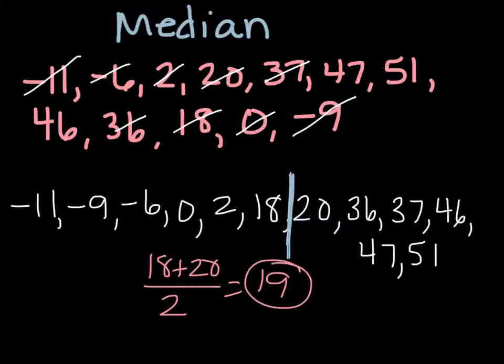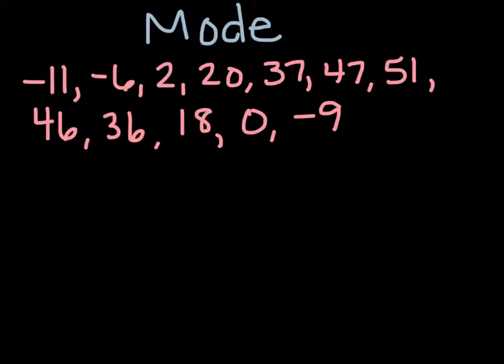Now let's find the mode. Recall that the mode is the value that occurs most often in the set. If you look at our set again, you'll notice that there is not a single number that appears more than once. So this is a bit of a trick question. This data set has no mode.